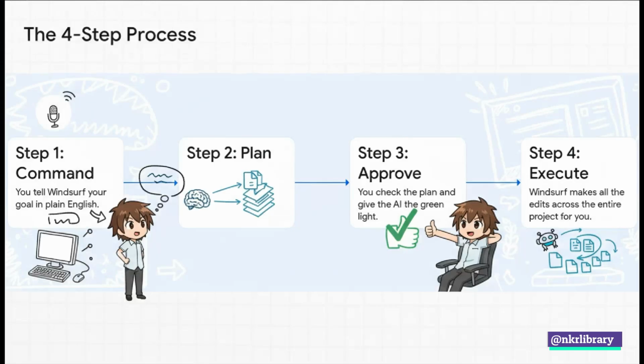It's really just 4 simple steps. Step 1, you give a command. You just say what you want in plain English, like, hey, change my app's color scheme to blue. Super simple. Step 2, Windsurf makes a plan. The AI thinks for a second and then shows you exactly which files it's going to change to make that happen. Then, step 3, and this is the important one, you review and approve. You're the director here. You check the plan, and if it looks good, you give it the green light. And finally, step 4, the AI does all the work. It makes all the edits across the entire project, all for you. See? It's like you and the AI are a team.